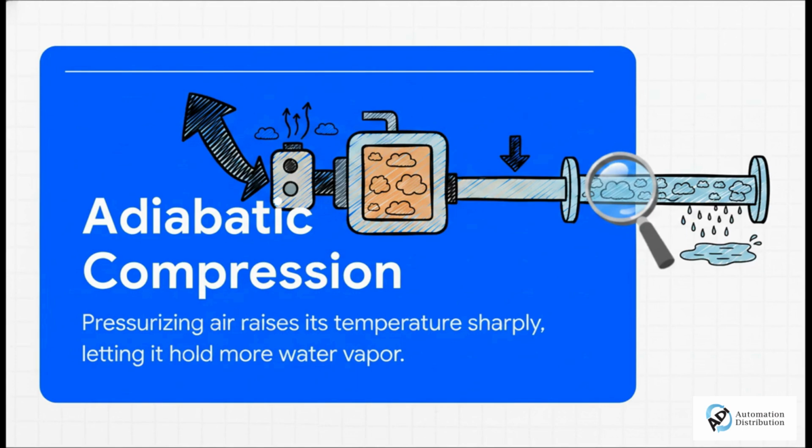The real trouble kicks in when that pressurized air leaves the compressor and cools back down to your standard ambient facility temperature. Because as it cools, its capacity to hold that moisture completely drops. And all that water vapor condenses right out of the airstream. It literally turns into liquid right inside your lines.